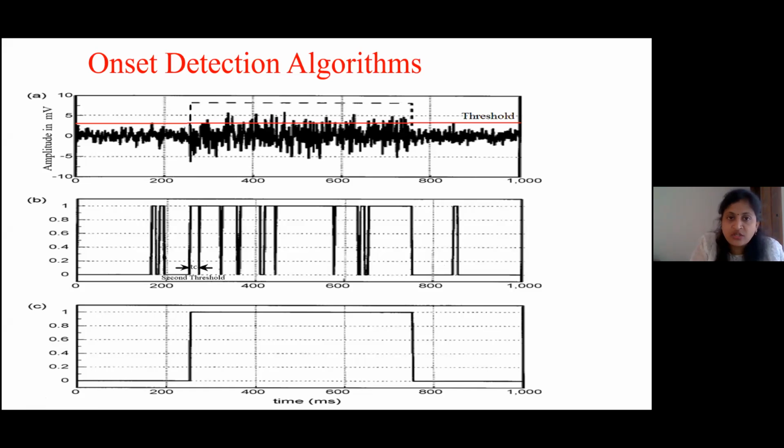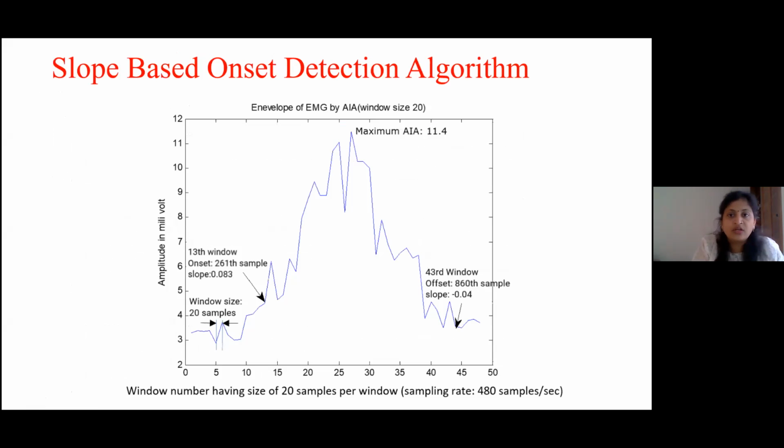The onset detection algorithm that I have developed is called the slope based onset detection algorithm. It is a slope based onset detection algorithm where the slope of the individual signal is used; first the signal is segmented with a window size of 20.